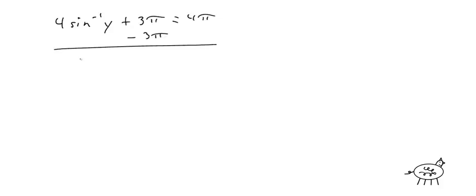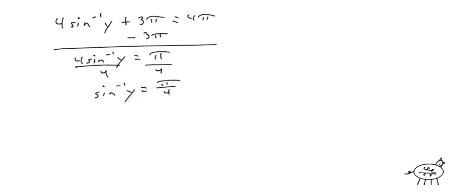So 4 inverse sine of y plus 3 pi equals 4 pi. Okay, and I'm solving for inverse sine. So I'm going to subtract 3 pi from both sides. And I get 4 inverse sine of y is equal to pi. Divide by 4. So inverse sine of y equals pi over 4.